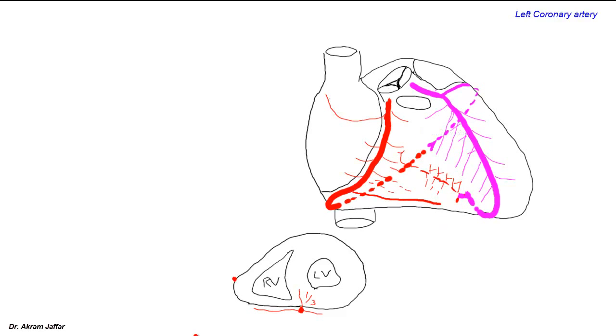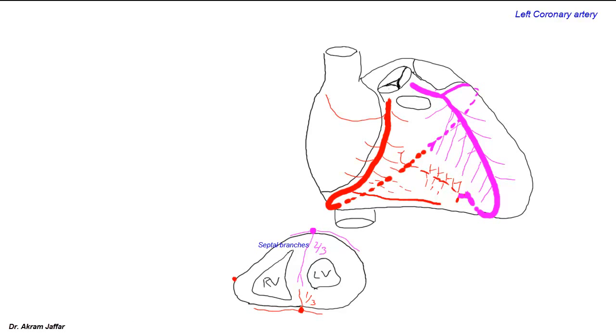Now I'm going to represent the anterior interventricular artery on this section of the heart. This is the site of the anterior interventricular artery. It supplies ventricular diagonal branches to the left ventricle, long branches, smaller ventricular branches to the right ventricle, and it supplies long branches, septal branches, that supply the anterior 2/3 of the interventricular septum.